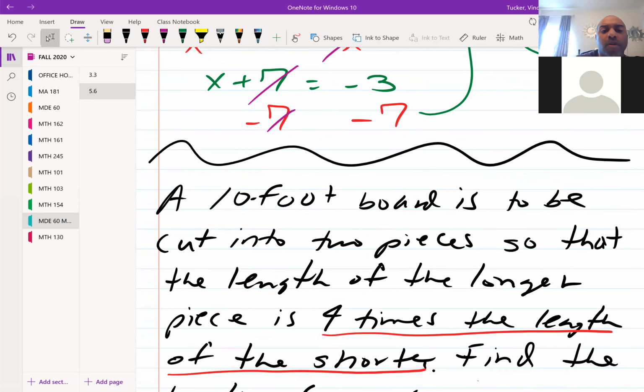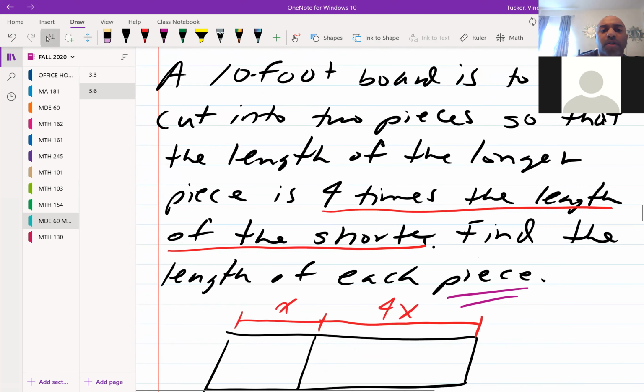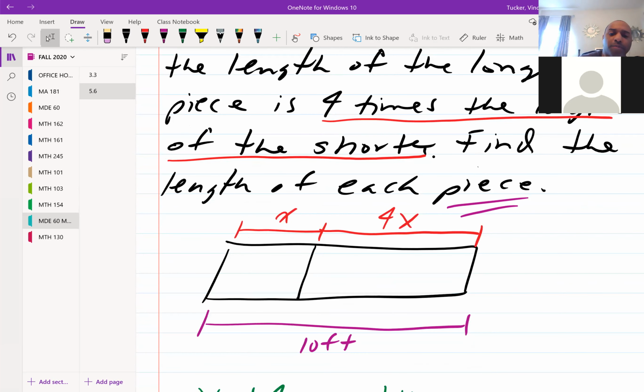Can you explain the board problem? Because I was lost on that one too. Okay. So you've got a 10-foot board, and you want to cut it into two pieces. The length of the longer piece is 4 times the length of the shorter. So here's my board right here. If you call the shorter piece X, it tells us that the longer piece is 4 times X, or 4 times the shorter piece.